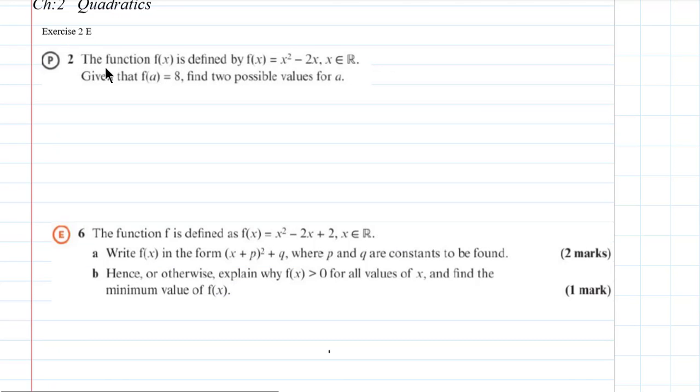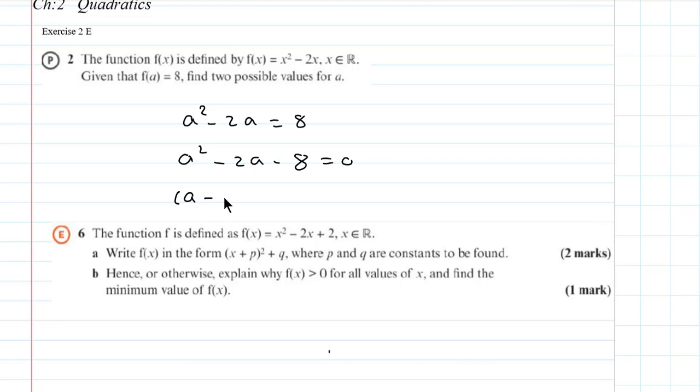Exercise 2e, question 2. The function f of x is defined by x squared minus 2x, x belongs to the real numbers. Given that f of a equals 8, find two possible values for a. Okay, piece of cake, of course. f of a means replace each x with a. So a squared minus 2a equals 8, right? We can rearrange it to be a squared minus 2a minus 8 equals 0, and solving it for a, we will have here a minus 4 times a plus 2 equals 0. So either a equals 4 or a equals negative 2.